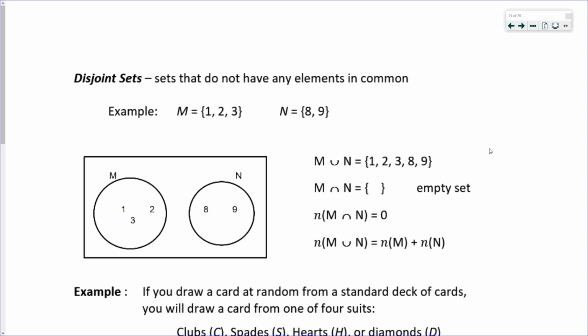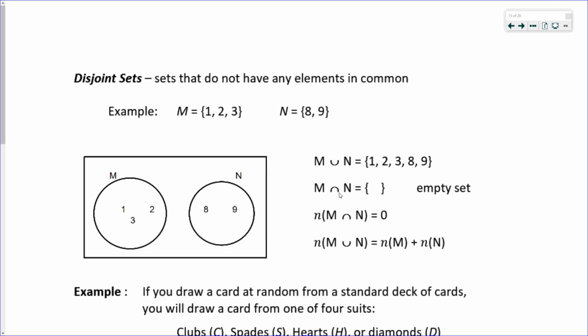Then we have disjoint sets, which are sets that do not have any elements in common. In my example, M is 1, 2, 3, and N is 8 and 9, and they have nothing in common. If I take the union of M and N, I include everything that's in M and everything that's in N: 1, 2, 3, 8, 9.